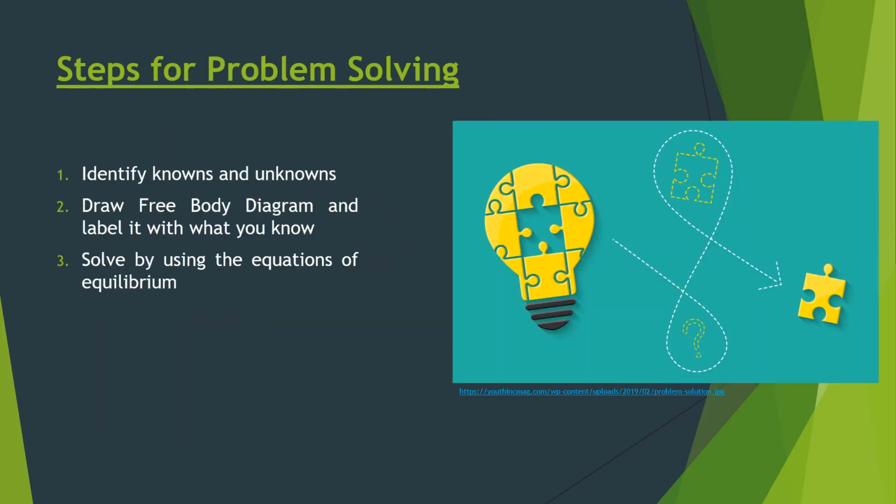So here are the steps to solving the problems. The first one would be to identify the knowns and unknowns. Second would be to draw a free body diagram and label it with what you already know. And the third step would be to solve by using the equations of equilibrium.